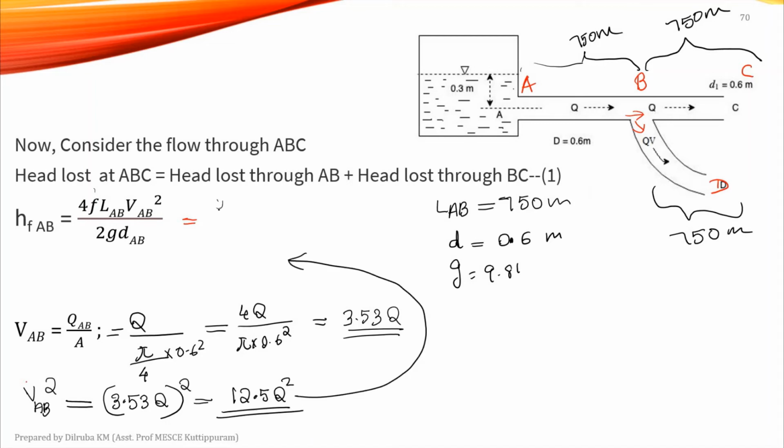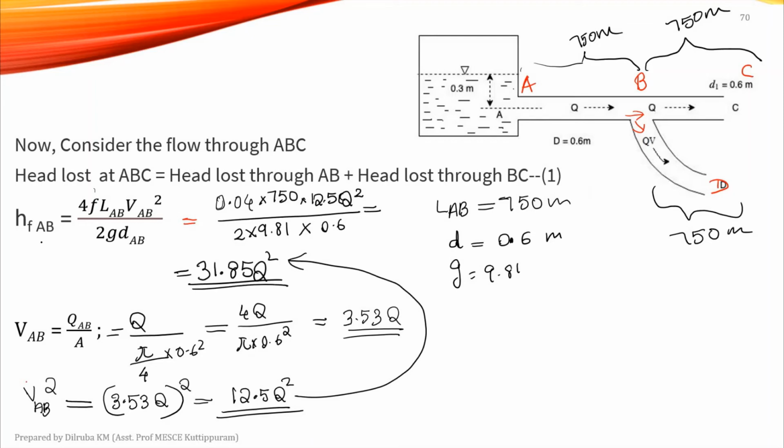Okay, so I'm substituting the value in this equation. 4f is given as 0.04, L we have 750, and for V square we have 12.5 Q square, divided by 2 into 9.81 into diameter 0.6. So the value is 31.85 Q square. So we have the value of h of AB is equal to 31.85 Q square.